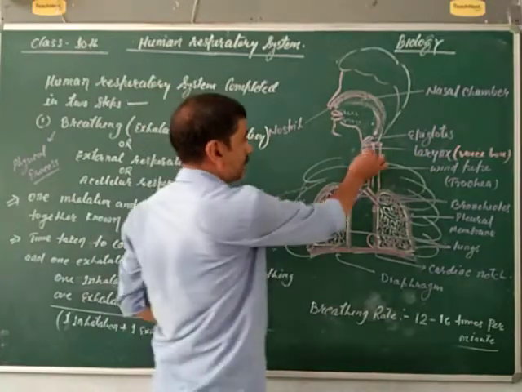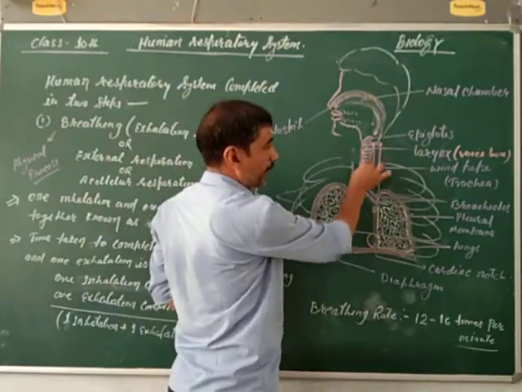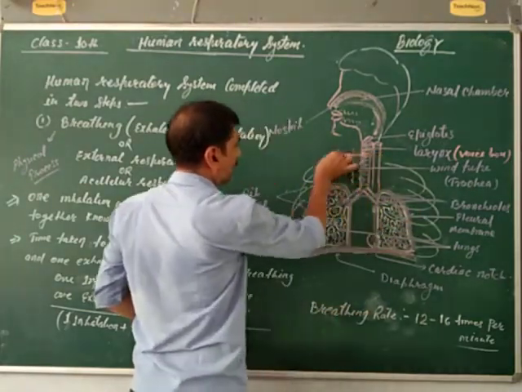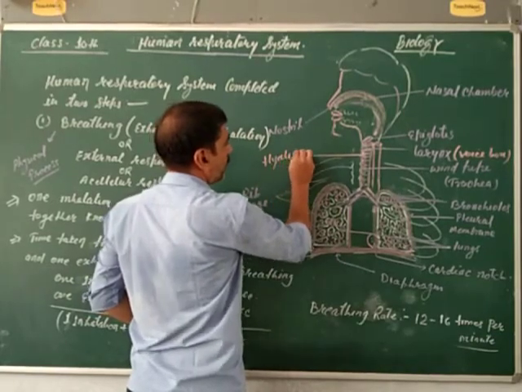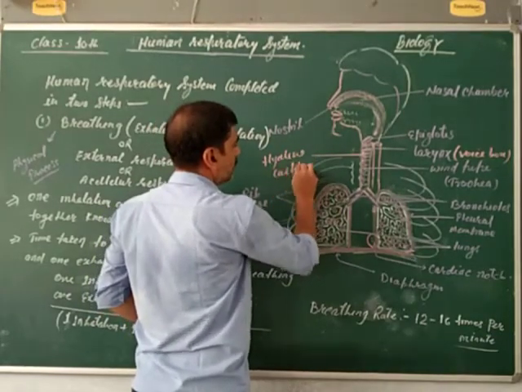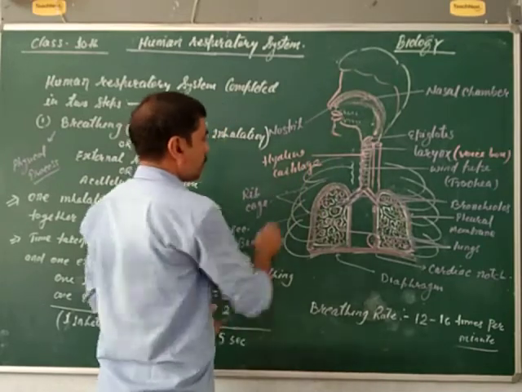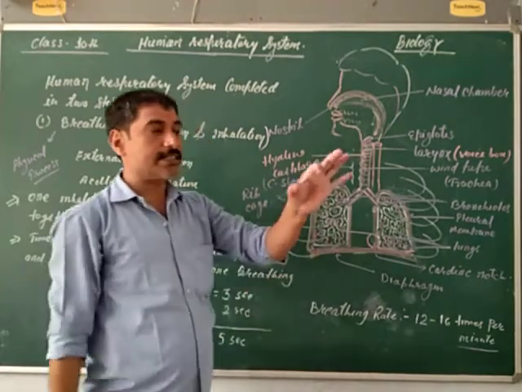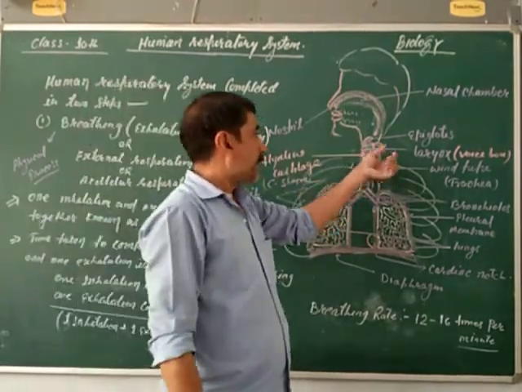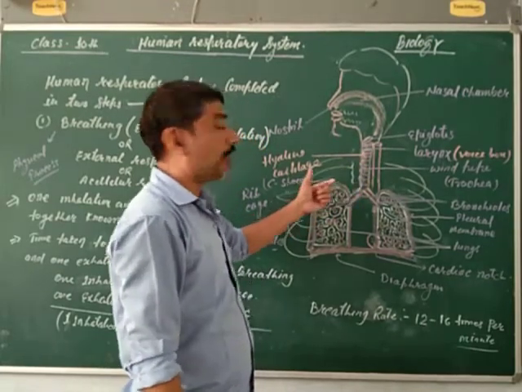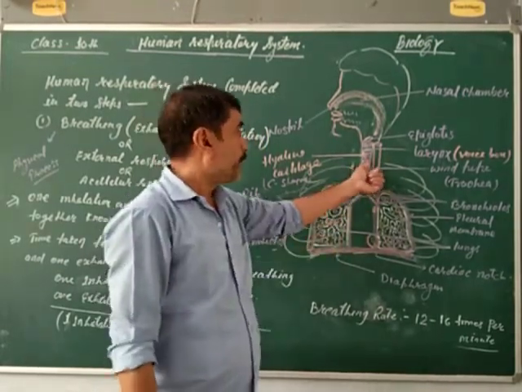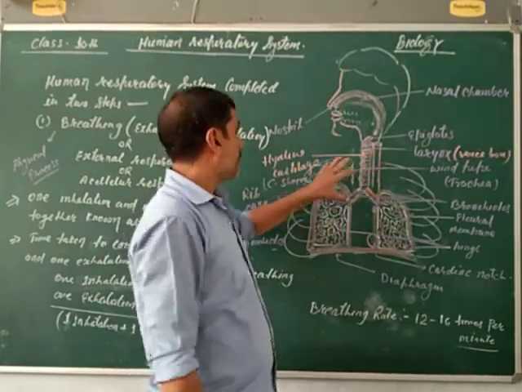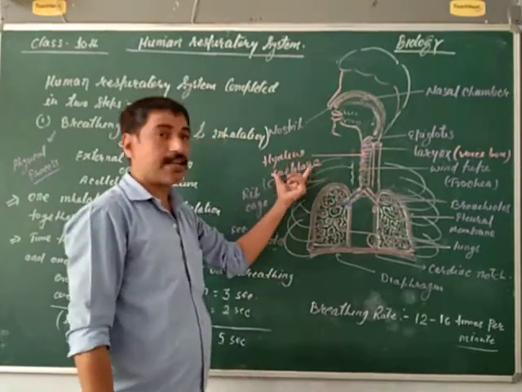Now, this larynx opens into the long windpipe. This is called the trachea, and the trachea has cartilaginous rings. This is known as hyaline cartilage. Hyaline cartilage is a C-shaped structure. These C-shaped rings prevent the blockage of the windpipe and save it from collapsing. It prevents the collapsing of the windpipe. This is the hyaline cartilage.